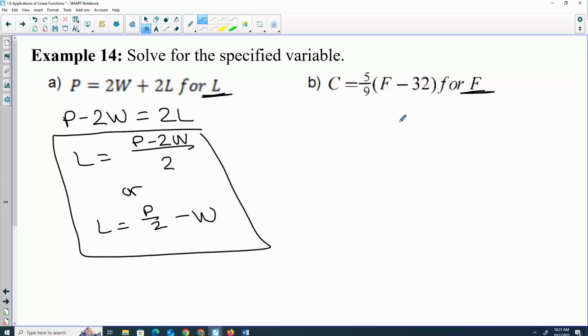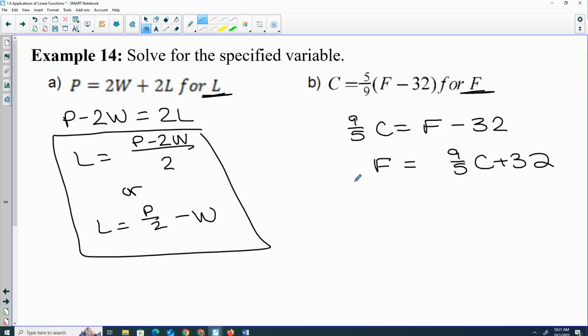Second one, how would I get rid of that 5/9? Multiply by 9 over 5. So then to get F by itself, we add the 32. So F is 9/5 C plus 32. Is that okay? So you can finish this handout.